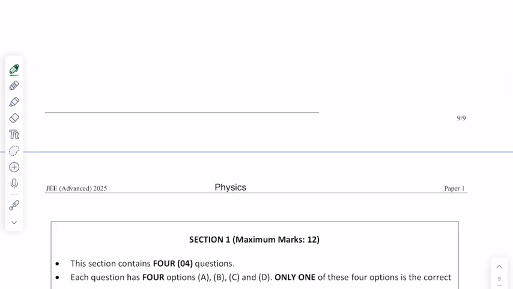I'll try to do paper 2 as well. It's a little late now. I'm not sure whether I'll be able to finish or not. So guys, this is for paper 1. I hope you are clear with the analysis.